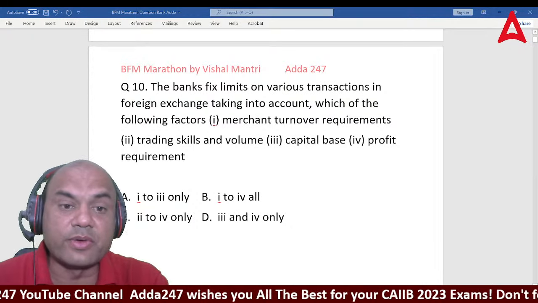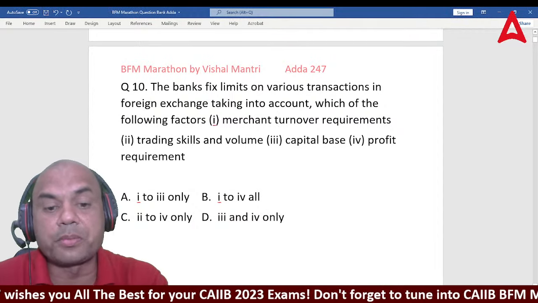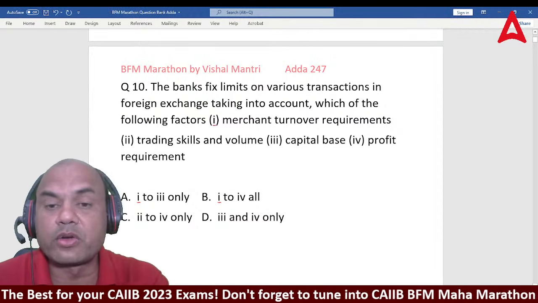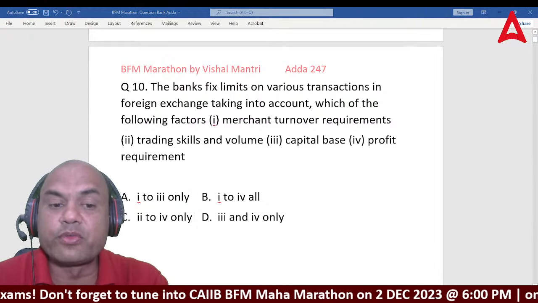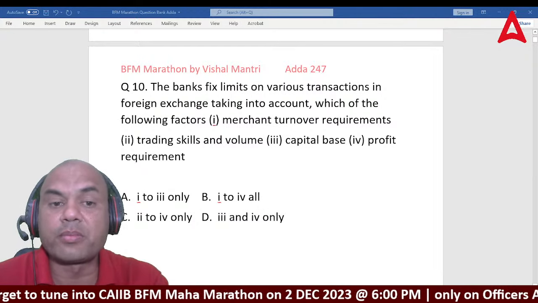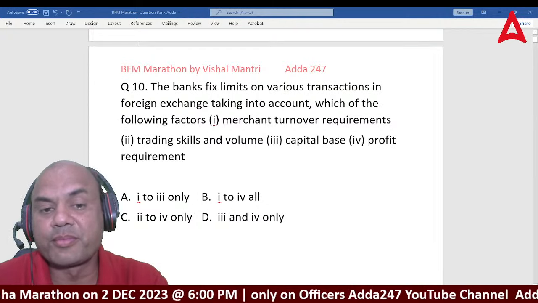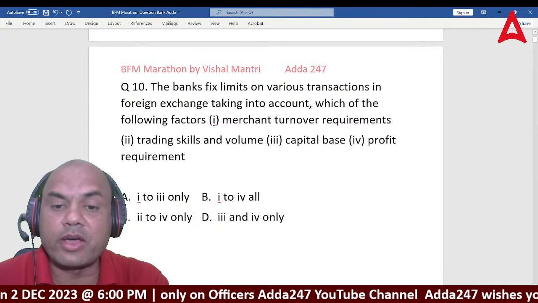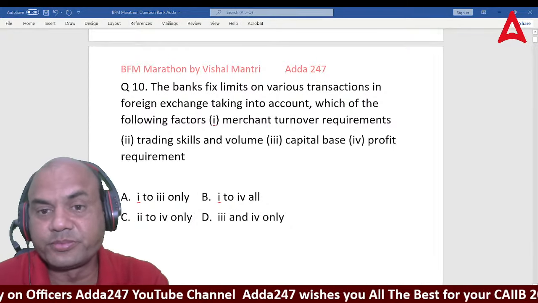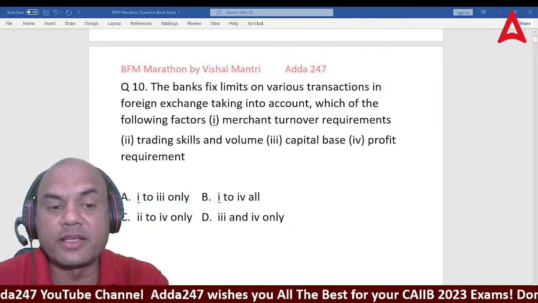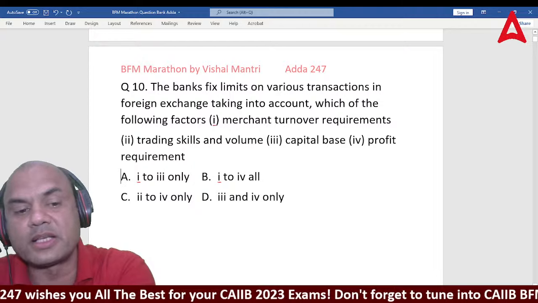This one, profit requirement, is a really tricky one. Look at the options also. Options 1 to 4 all? The problem is only this fourth one. Is profit requirement a part of fixing the limits? The answer is A, correct. It will be A. Remember this. Answer is A.